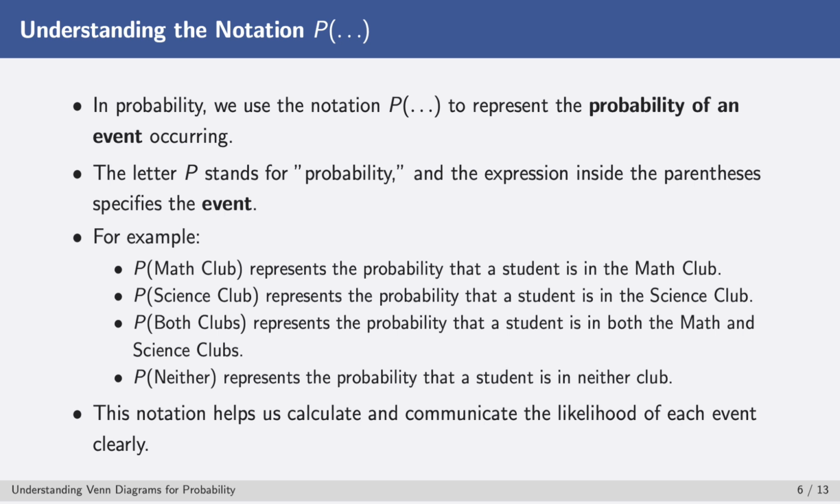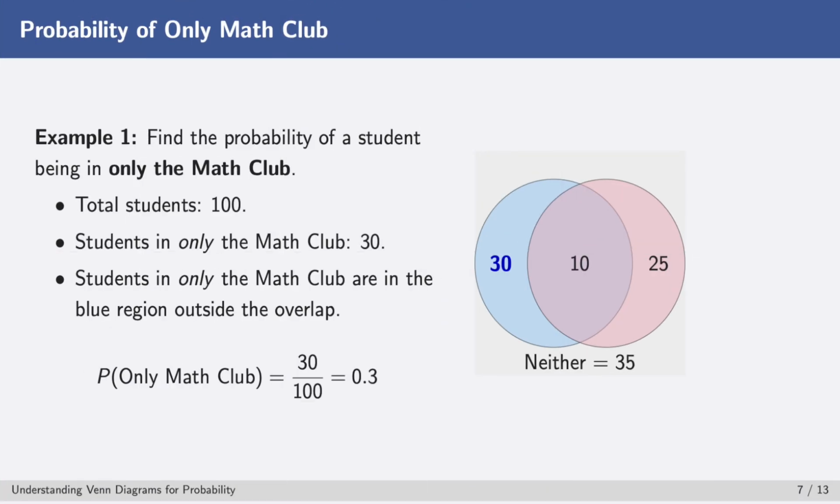If we say P of both clubs, we're looking at the probability that a student is in both clubs. And if we say P of neither, it means we're looking for the chance that a student isn't in either club. This notation will help us stay organised. Now let's turn to the next page and jump into our first example calculation.